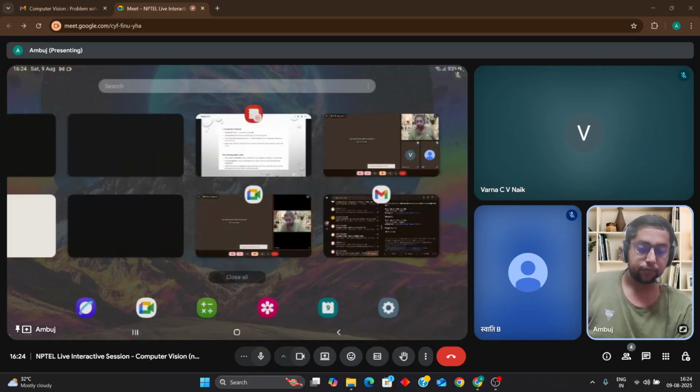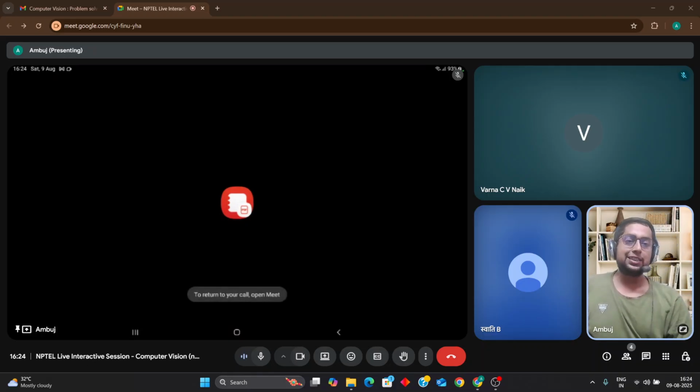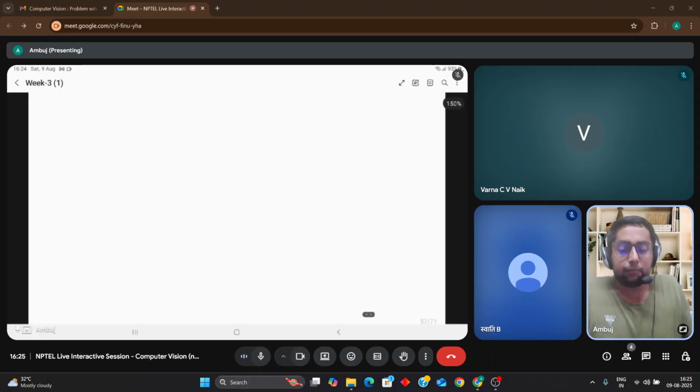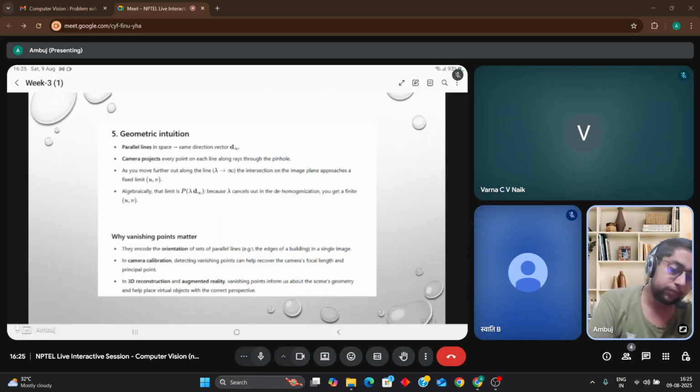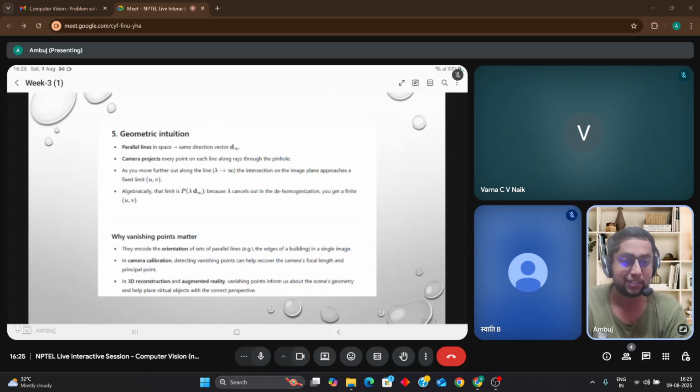We'll just continue. I was trying to tell you the concept of the vanishing point of a line. Parallel lines in space have the same direction vector d infinite. The camera projects every point on each line along rays through the pinhole. As you move further out along the line, the intersection on the image plane approaches a fixed limit. Algebraically that limit is P times d infinite, because lambda cancels out in the dehomogenization. You get a finite point, which is (u, v). It matters because it encodes the orientation of the parallel lines, for example the edges of a building, in a single image.